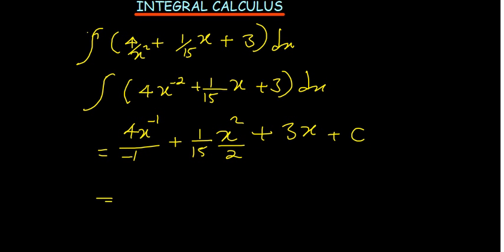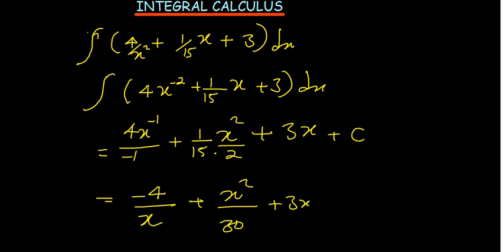So this will simply give us negative 4 because of the negative which is down. Now the x on top is negative, so I can take it down. And then plus, we are going to have x squared divided by 15 multiplying with the 2 down there, that is going to be a 30, and then plus the 3x plus c. So that is going to be the integral for this one.